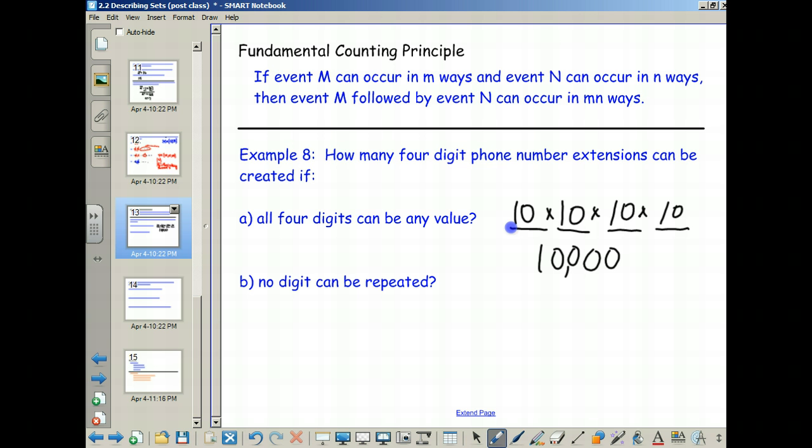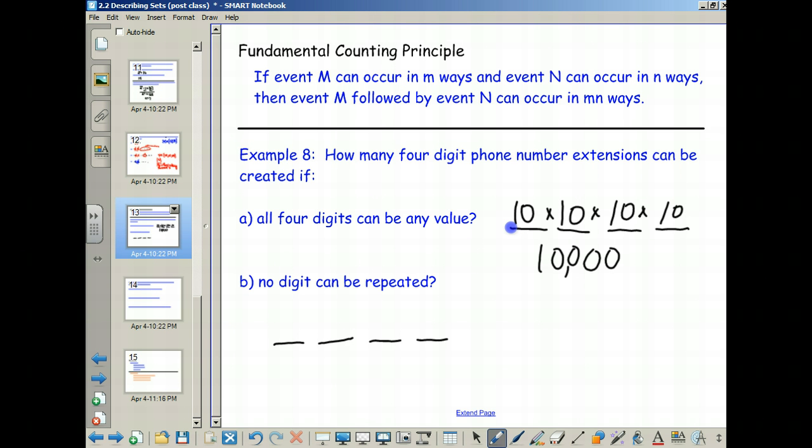Okay? Part B is different. Part B says you can't repeat. Now, that doesn't necessarily make sense in terms of phone numbers, but just work with me on what we do when things don't repeat, because that's what I'm trying to show you in the problem, okay? Not necessarily that it makes sense in terms of the context, but I can do the same thing.